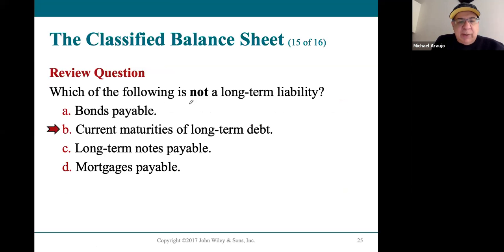So which of the following is not a long-term liability? Well, we just said bonds are loans from investors. These are long-term loans. Long-term notes payable are long-term liabilities. Mortgages are long-term loans. So the correct answer is the current portion of the long-term debt is due this year. So if it's due within this year, it's a current liability. So that's why B is the answer here on the slide.